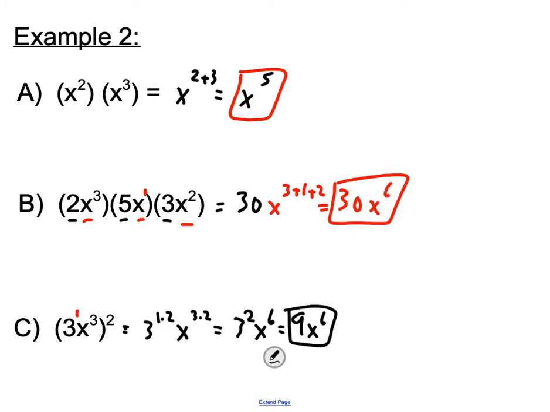And another way of thinking about that is because you've got 3x to the third in there, it's like 3x to the third being multiplied twice, because that's what this power says. So 3 times 3 is 9. X to the third times x to the third, you add the powers together and you get x to the 6th. So you get the same answer, just a different way of thinking through that.